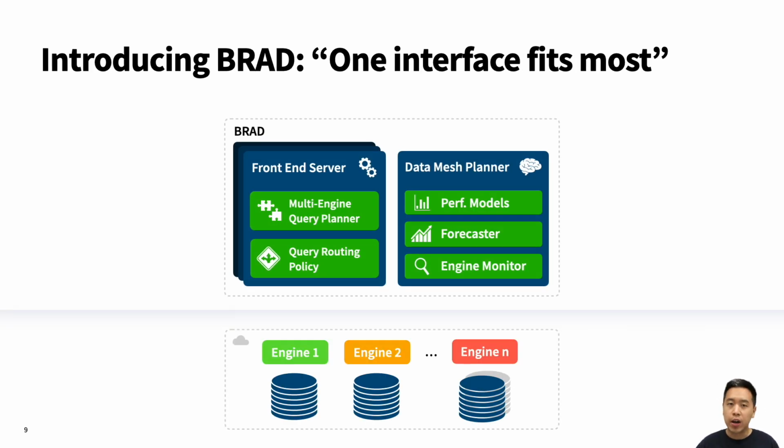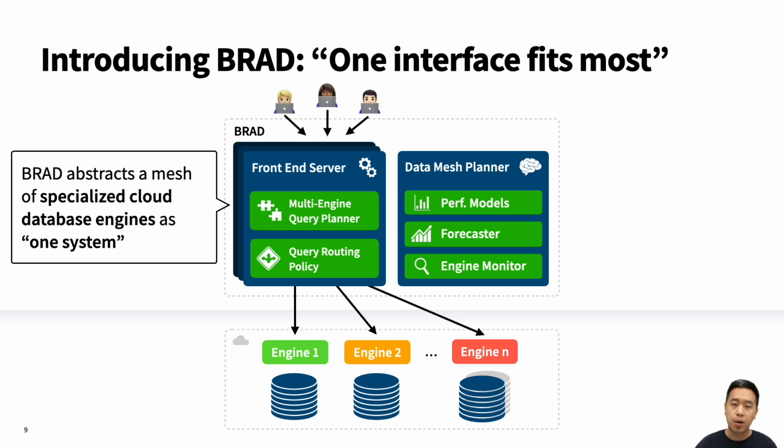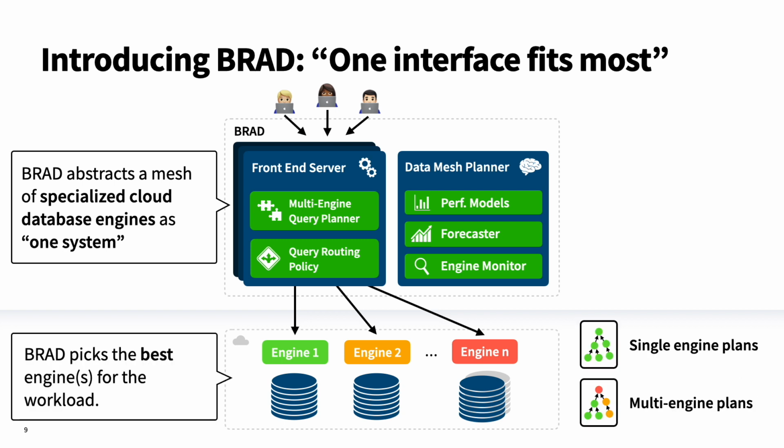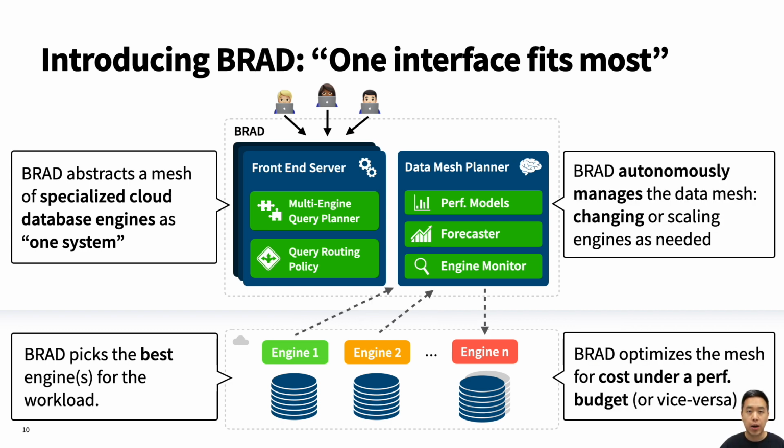So the idea behind Brad is to have one interface fitting most. So Brad abstracts away a mesh of specialized cloud database engines as one system. And Brad will pick the best engine or multiple engines for that workload. So this could be sending a query entirely to one engine or splitting it up and running it across multiple engines and stitching the results together. And the reason why you might want to do that is if certain parts of the query run faster on certain engines.